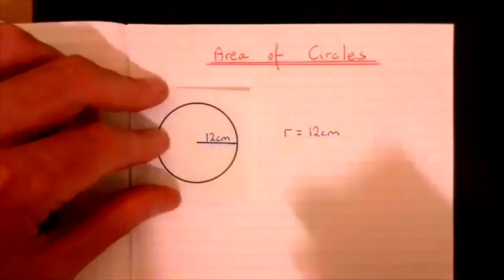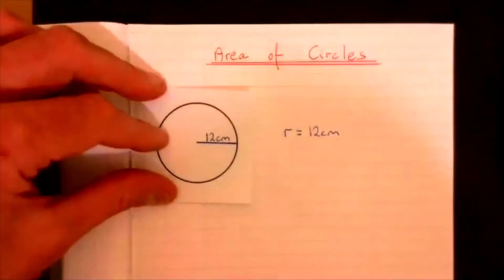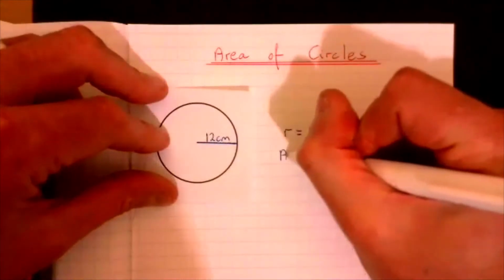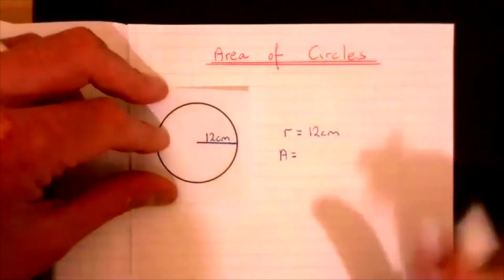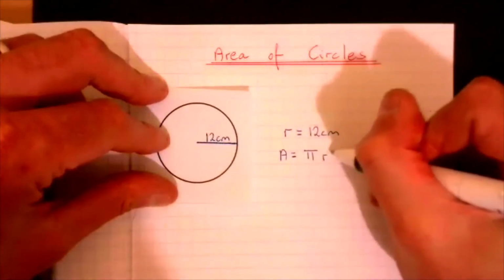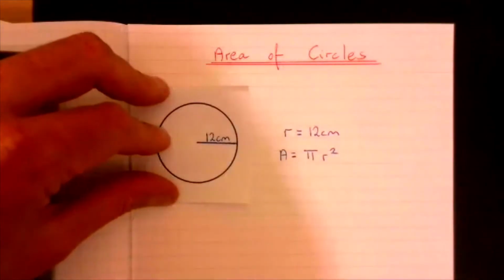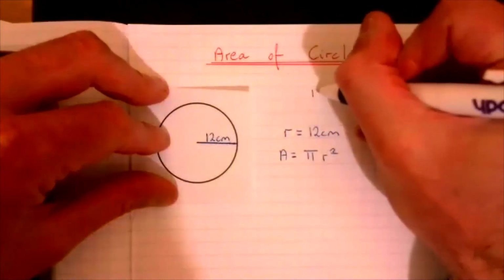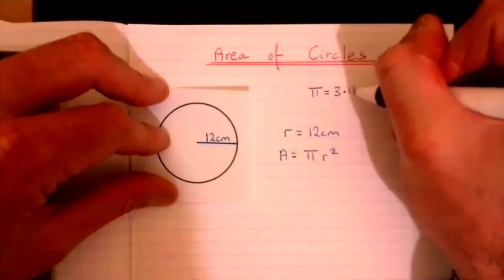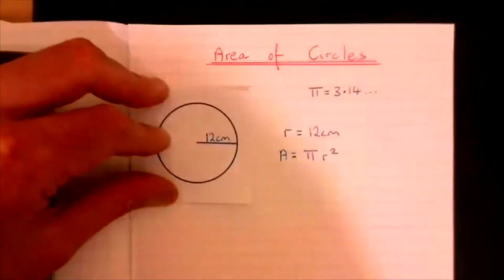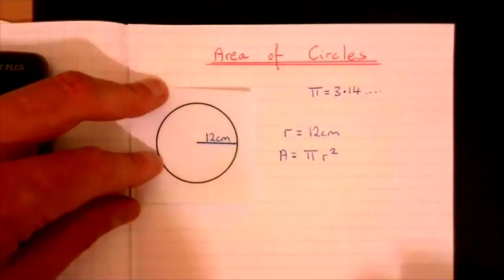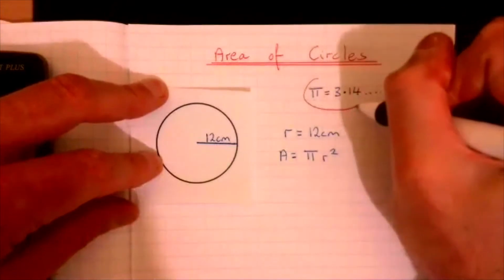Next thing that I will need to know is how to work out the area of the circle. That's the question. So the area of a circle is: area equals, now don't worry too much about this at the moment, pi times r squared. Pi is equal to 3.14, and then there's some more digits, right? We're just going to worry about that. For the moment, we're just going to round pi to 3.14.